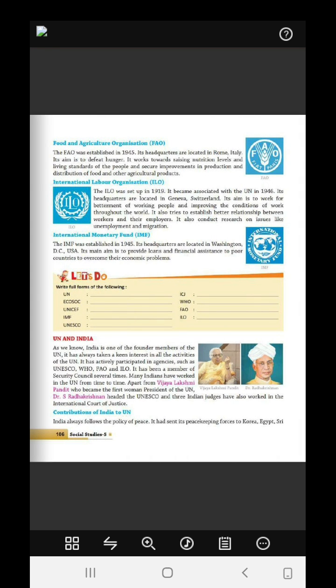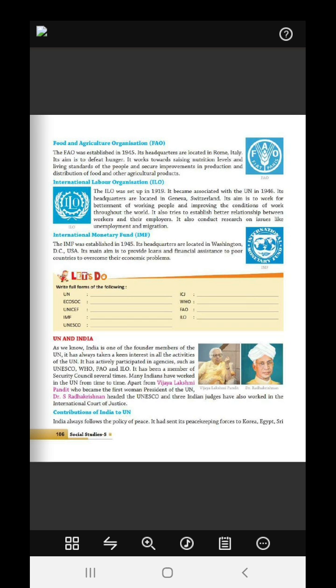Now, the Food and Agriculture Organization, the FAO, was established in 1945. Its headquarters are in Rome, Italy. Its aim is to defeat hunger. It works on raising the nutrition levels and the living standards of people and securing improvement in the production and the distribution of food and other agricultural products.